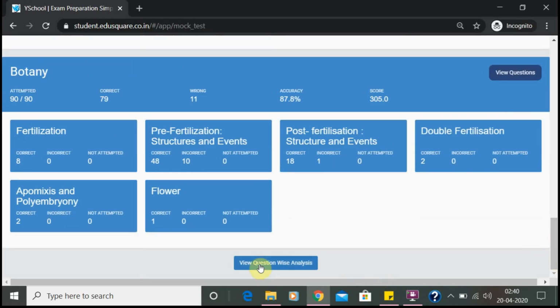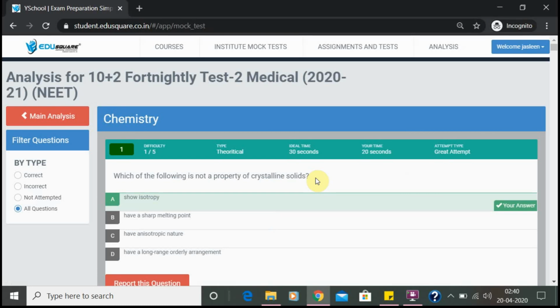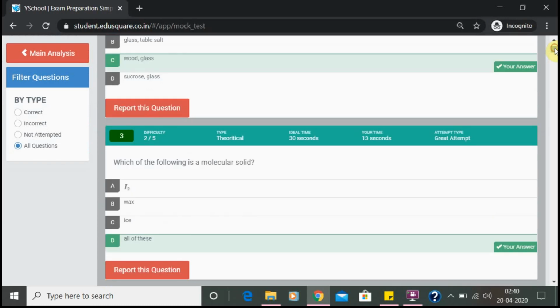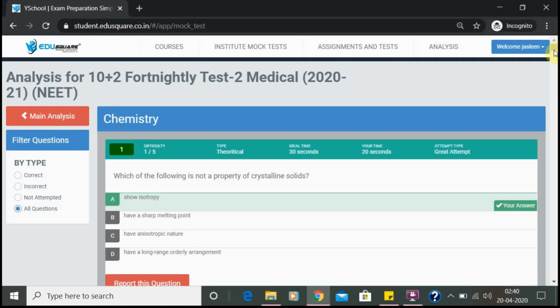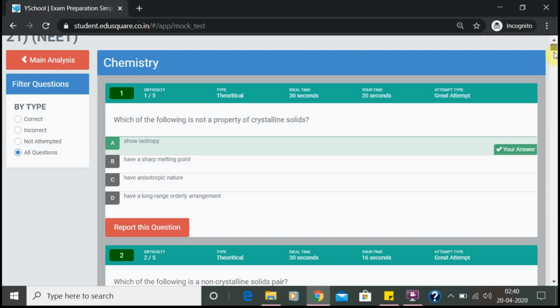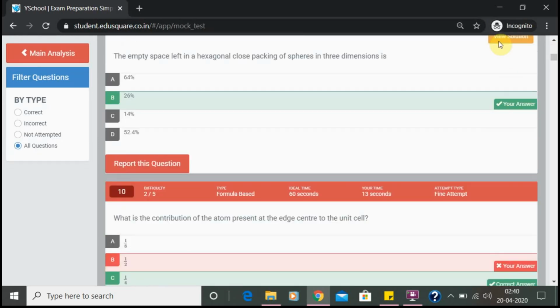Now the most important thing, view question wise analysis. Once we have the snapshot, we know which subject we're doing better in, where we need to improve on. We go into each and every question in detail. So here again, you can see the type has been mapped, the ideal time is there, and what is your time. So you can compare your attempt, where does it lie. Also, you can again view the solutions to the particular questions, right?